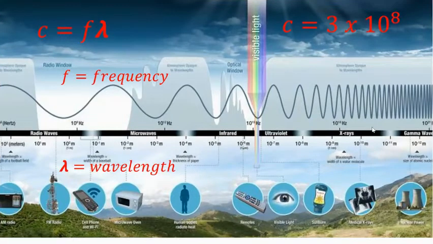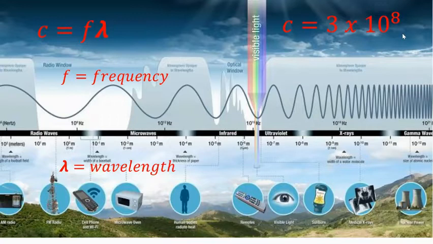Now here's the equation that we'll need to find the frequency if we know the wavelength, or find the wavelength if we know the frequency. It's c equals f times lambda. Now, what does c mean? c is equal to the speed of light, and the speed of light is 3 times 10 to the 8th, and that's how fast light travels in a vacuum.